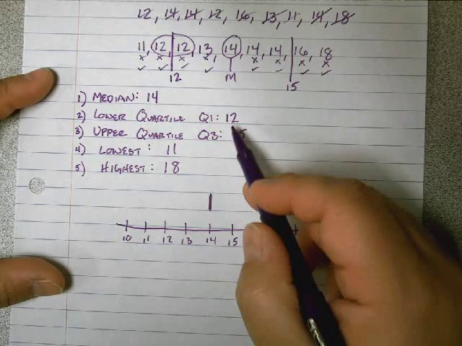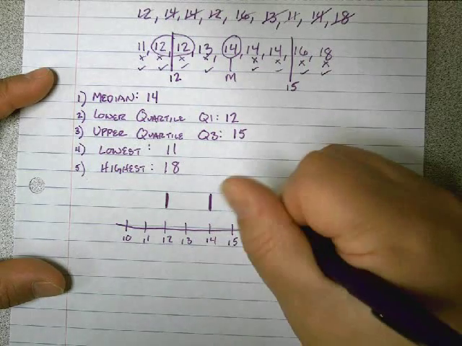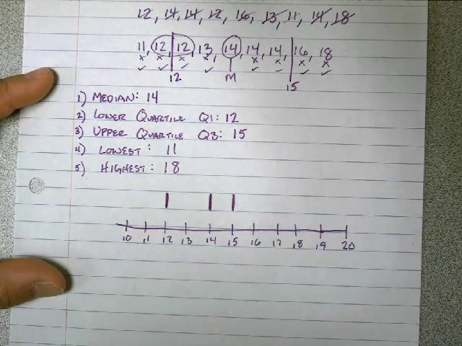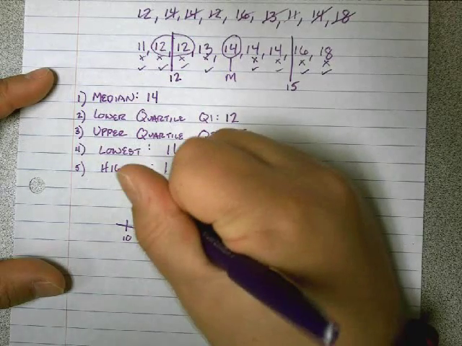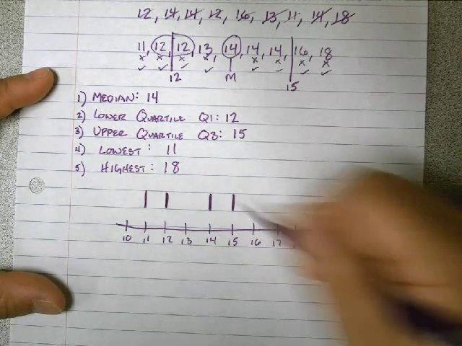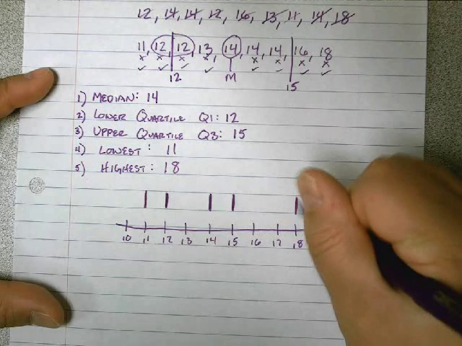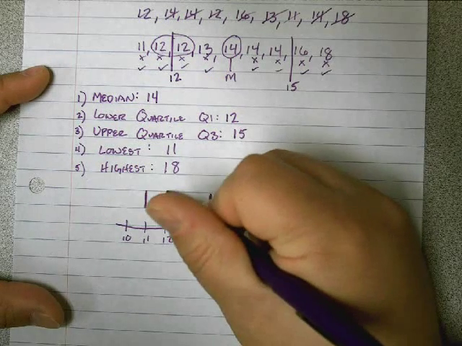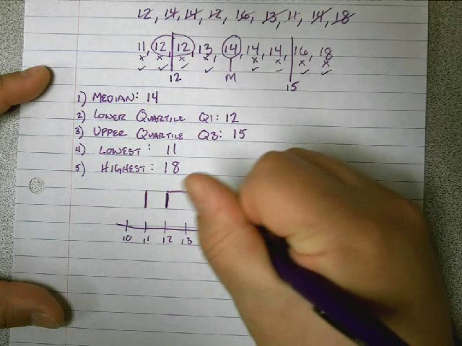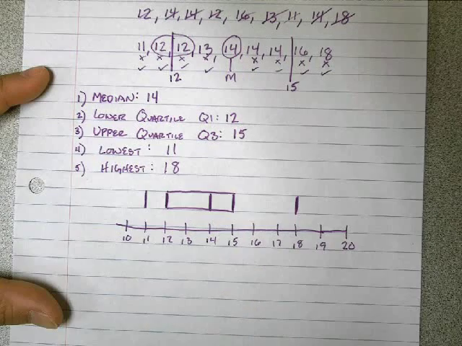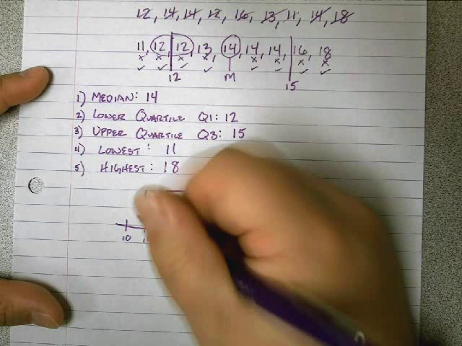My highest is 18. These middle three we're going to connect, and then we have the box and whiskers. What this does is give you a nice visual representation of your numbers. 25% of my data is here, 25% is here, 25% is here, and 25% is here.